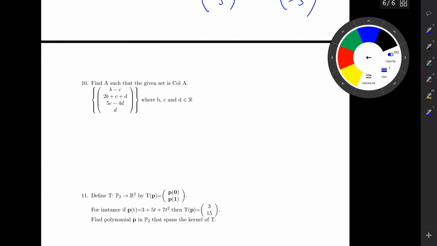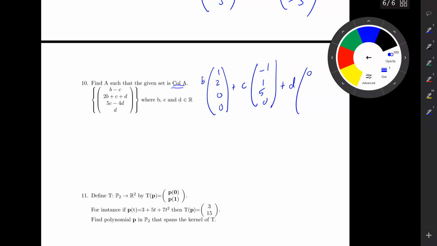All right, so here we have this next one. They're giving us a vector, and this is the matrix A, so they want me to find the spanning set for column A. What I'm going to do is see that the free variables are here. If I factor out B, I get 1, 2, 0, 0. If I factor out a C, I get negative 1, 1, 5, 0. And if I factor out a D, I get 0, 1, negative 4, 1.